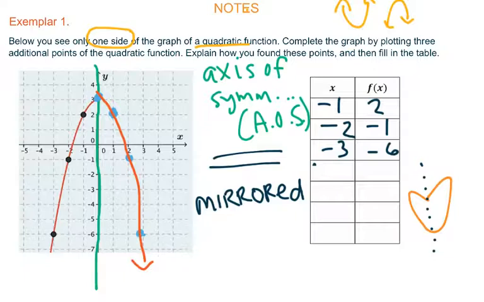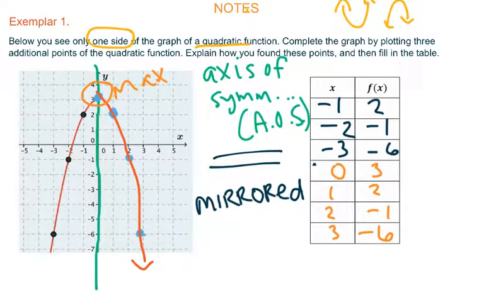I want you to notice that 0, 3 is our high point. It is our maximum, also our vertex, okay? It does not have a mirrored image because it is the highest point on the line. And there you have a completed parabola, a completed graph of a quadratic function, and its completed table and its values.